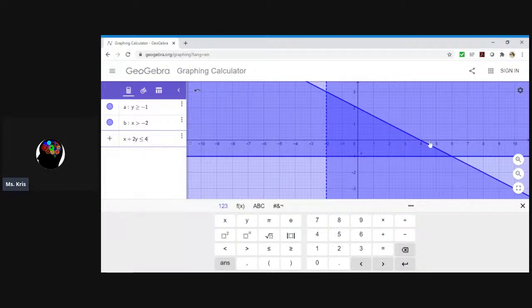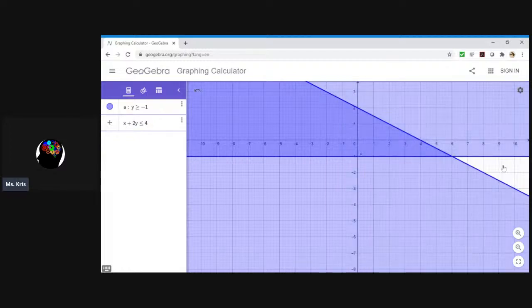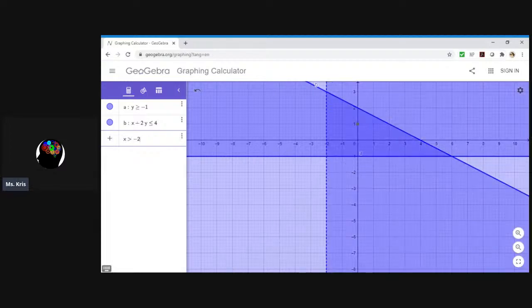So solving systems of inequalities, all you are doing is finding the point where all three of them meet. And as you can see, they all meet at one point. And that point is 6, -1.